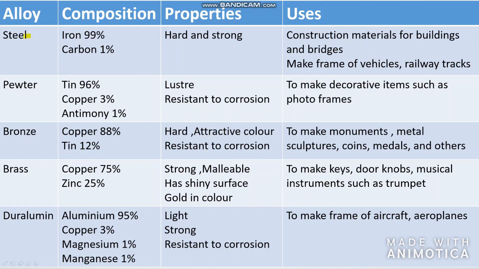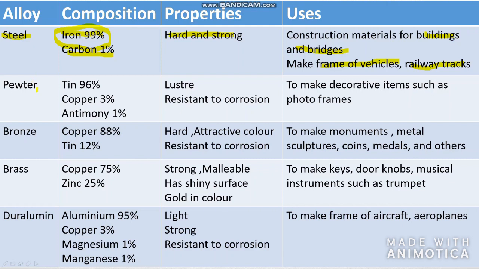The first one, steel. The composition in steel is 99% for iron and then plus with 1% of carbon, in which the major component is iron here. What is the property of steel? It's hard and strong. It's used to make buildings and bridges. It's also used to make frames of vehicle and railway tracks. So I will ask you one question: Steelman and Ironman, mana satu lebih strong? The answer is steel, because steel is an alloy. Alloy is much stronger and harder as compared to pure metal.